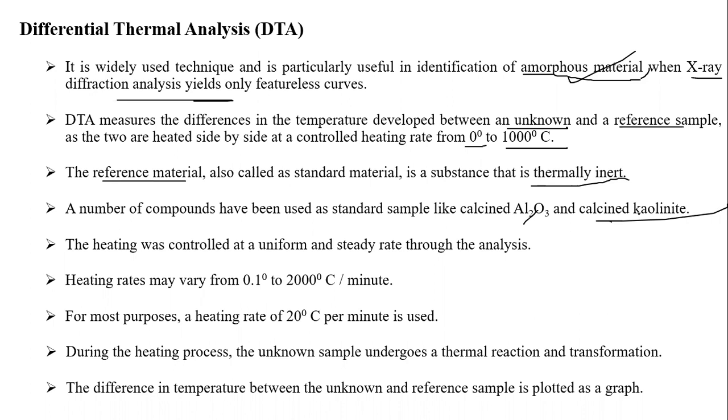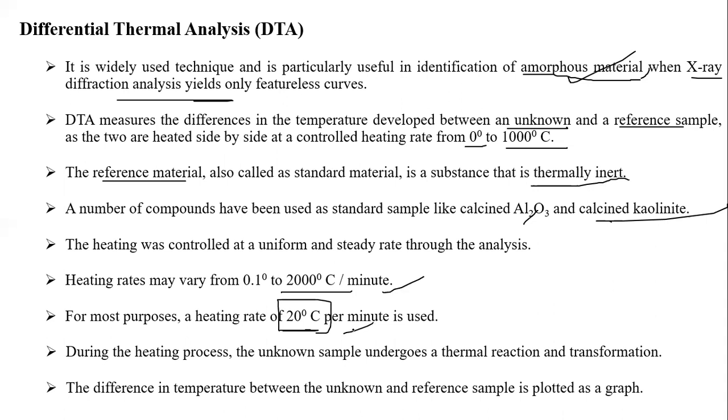The heat is controlled uniformly at a steady rate throughout the analysis. We do not give the heat randomly. We increase it step by step, slowly, and only then do we carry out the particular heat analysis. The heating range mostly goes from 0.1 degrees Celsius to 2000 degrees Celsius per minute. For most purposes, the heating rate is up to 20 degrees per minute.